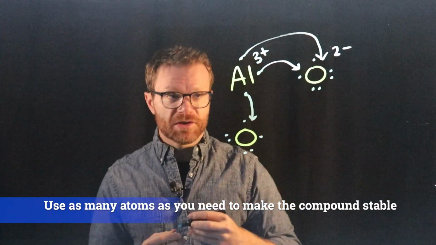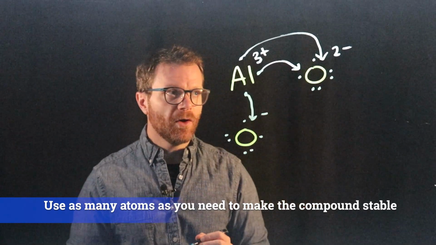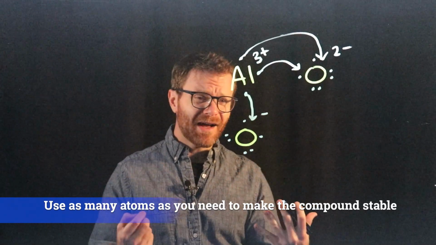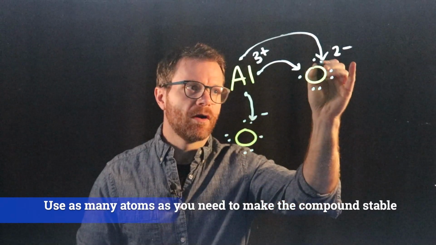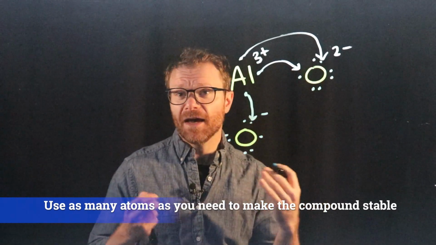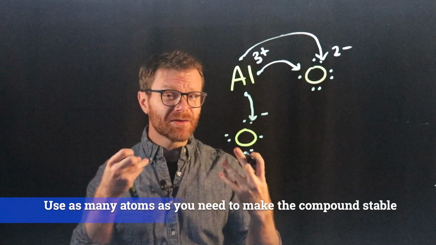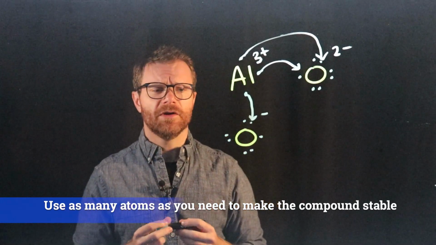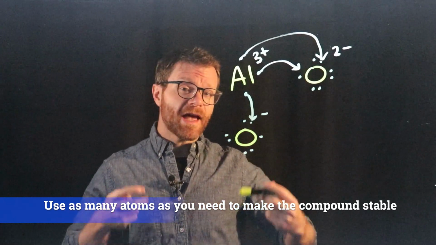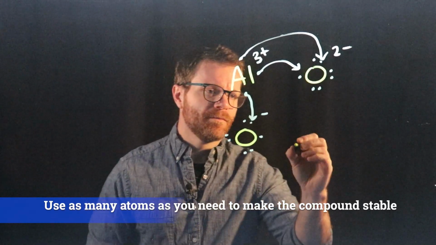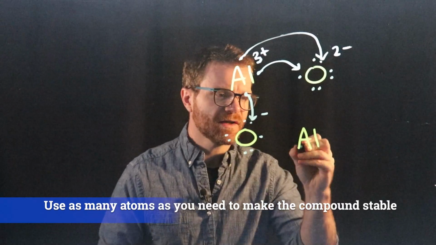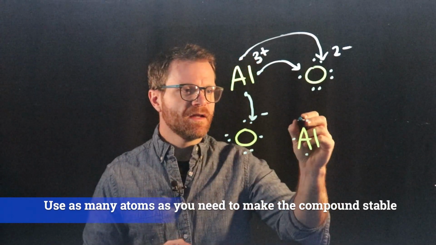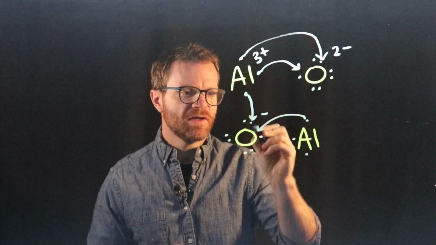This oxygen now has a charge of -1, but it's not stable because it now has 1, 2, 3, 4, 5, 6, 7 out of 8 electrons. So it still needs to receive 1 more electron to become stable. So let's add another aluminum, which, as you know by now, has 3 valence electrons. And it's going to give, let's say, 1 of those to oxygen.